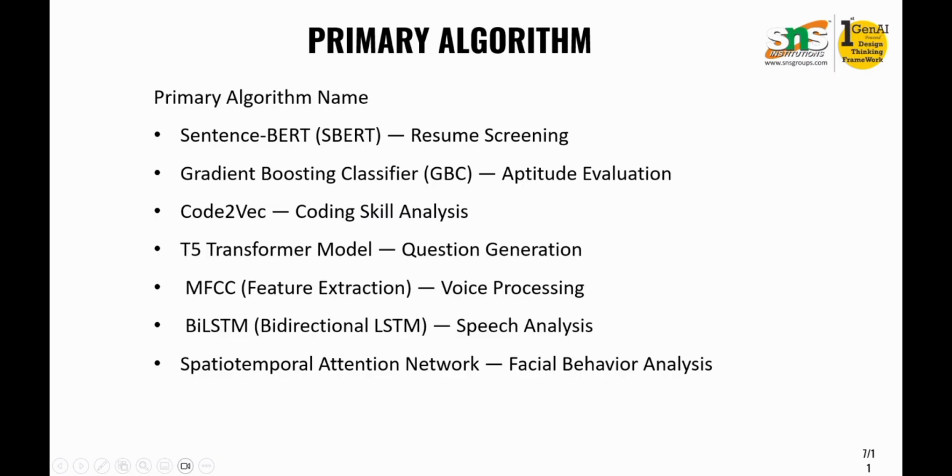Third, programming skills are evaluated using the code2vec algorithm. This model analyzes the structure of source code by converting it into an abstract syntax tree and extracting logical patterns.